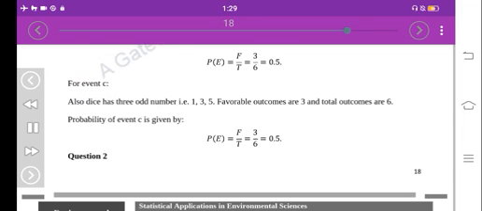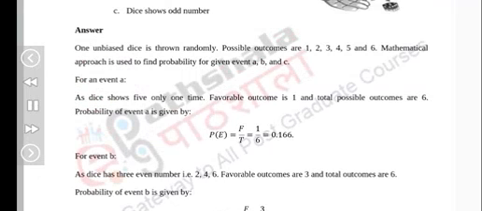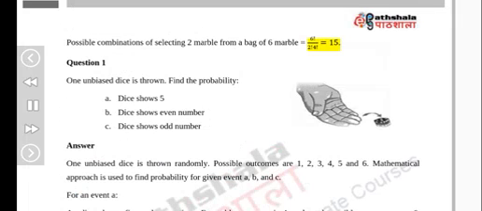Example: possible combinations of selecting 2 marbles from a bag of 6 marbles equals 6 factorial divided by 2 factorial times 4 factorial, equals 15.